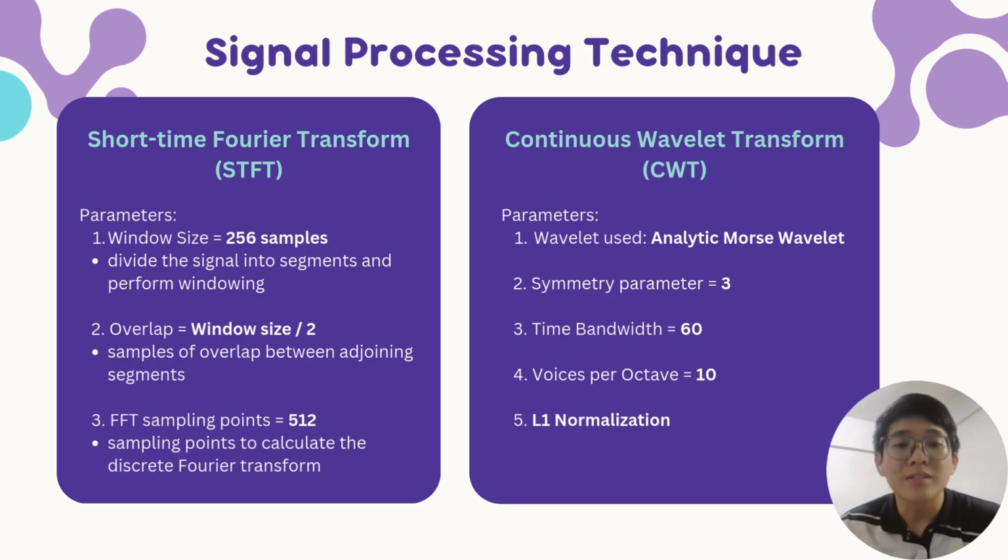And last but not least, we use the technique of L1 normalization in the CWT. Basically, it standardizes the wavelet transform's energy across different scales to make it easier to compare signal features at different frequencies. And especially using CWT, it will show a lot of frequencies. So that is basically the parameters that have been used in the signal processing techniques for our project.